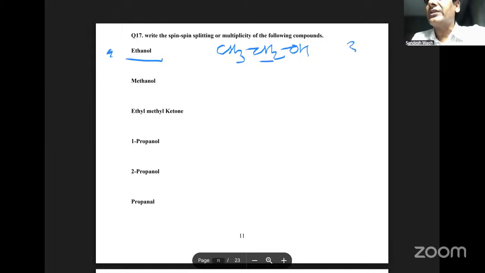So 3 signals. Now this CH3 is nearby 2 protons, so this will be 2 plus 1, so this will be a triplet. Now look at the CH2 under study, which is nearby 3 protons. The OH is not included in the spin coupling. The reason is that OH and NH2 have active protons. They always exchange with impurity, and because of the exchange ability, they could not couple. That's why the coupling is not possible. They appear as a broad singlet. Whereas CH2 is nearby 3 protons, so it will be a quartet.